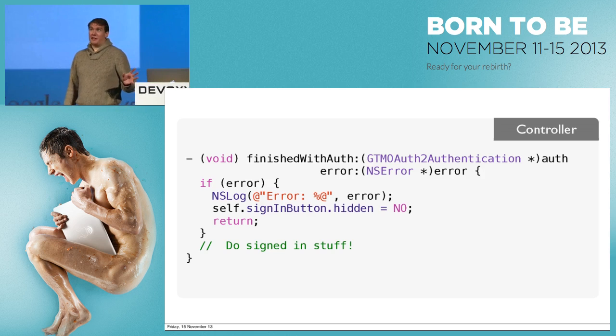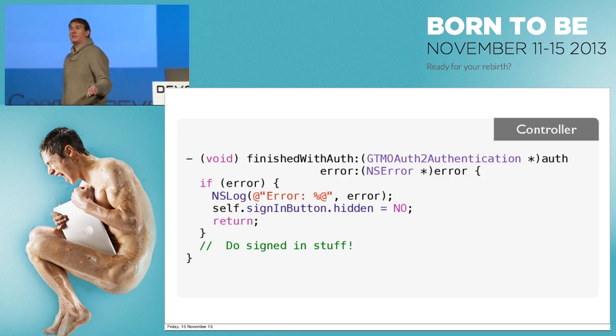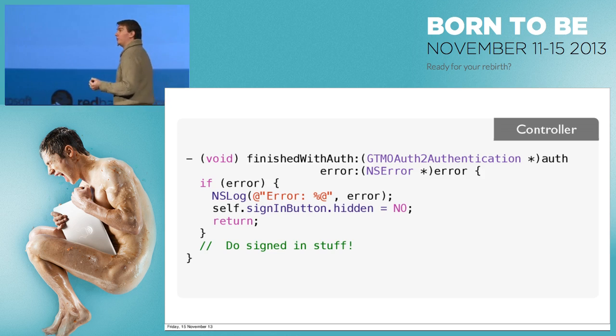So that's pretty much it. That gets you to the end of the flow. That gets you signed in, you have an access token, you can make calls to the Google APIs, you can send ID tokens to your server. You're done on both platforms.